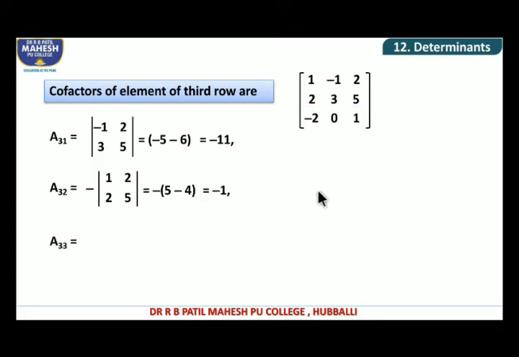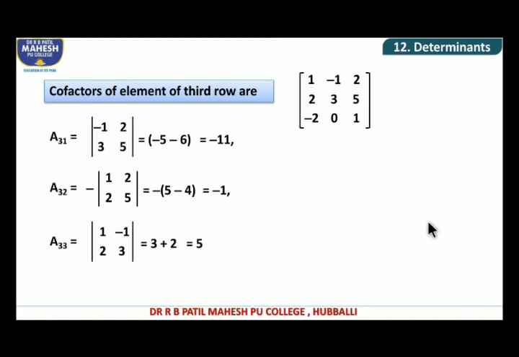And next A33. For that one we have the sign plus, and we delete the third row and third column. We have the remaining determinant |1 -1; 2 3|, that is 1 into 3 is 3, minus of 2 into minus 1 is 2 minus 2, therefore 3 plus 2 is equal to 5. So we have got the cofactors of each of the elements of the first, second and third rows.